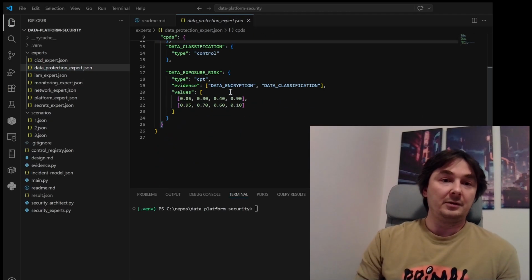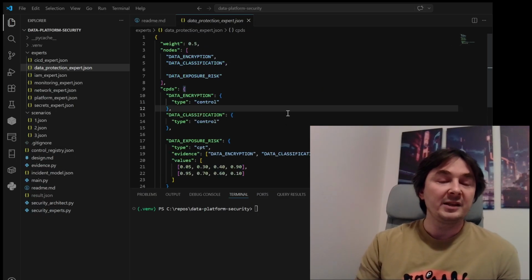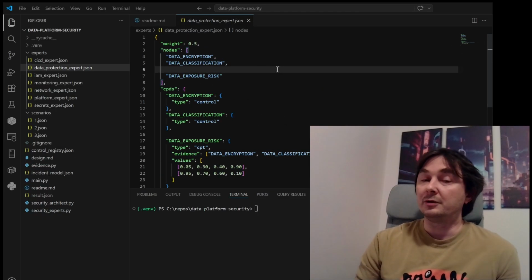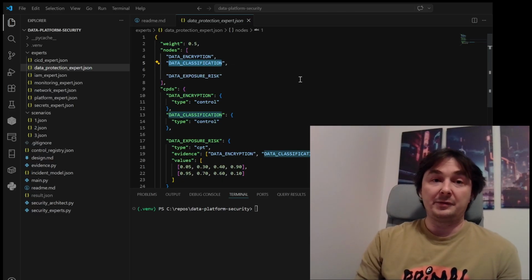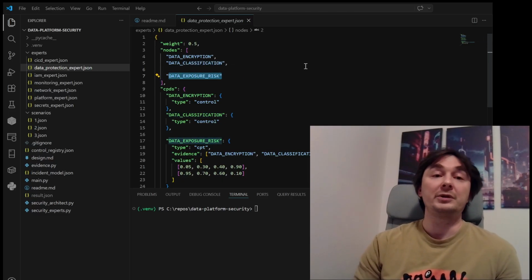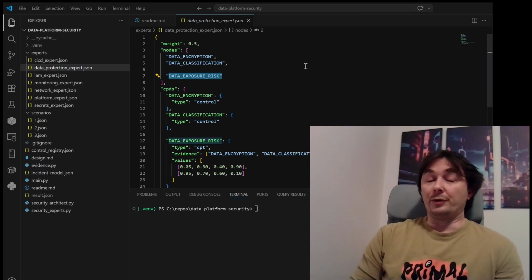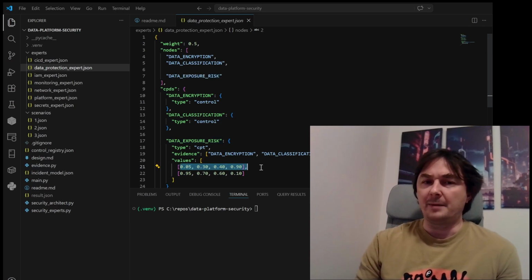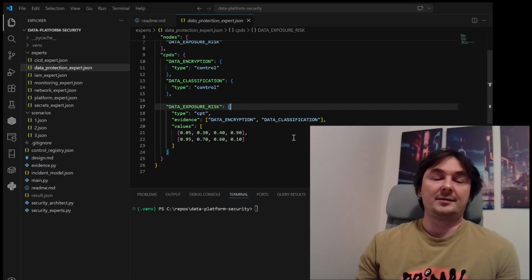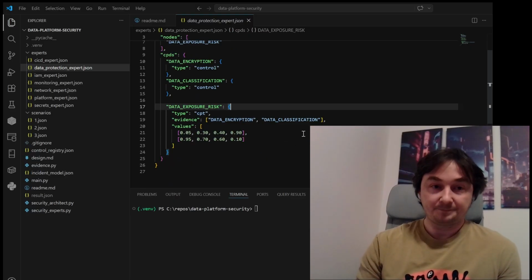Here it is a little bit less meaty, but basically there are controls like data encryption is in place or data classification is implemented, and based on those we can infer what is a data exposure risk. The numbers are pretty similar all the time, but it's just for demo purposes.